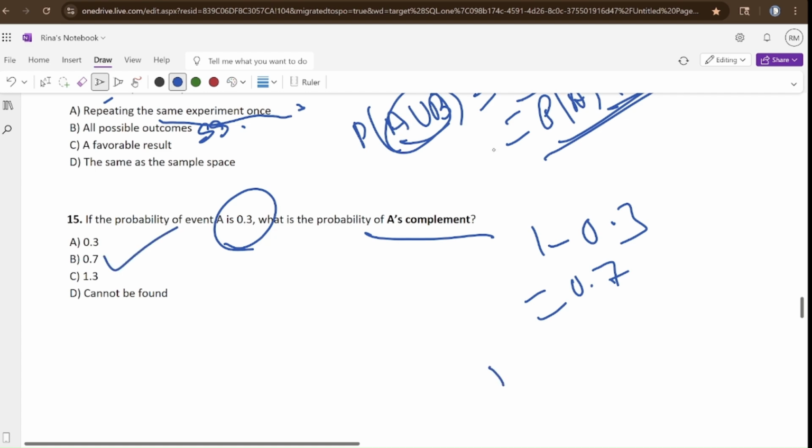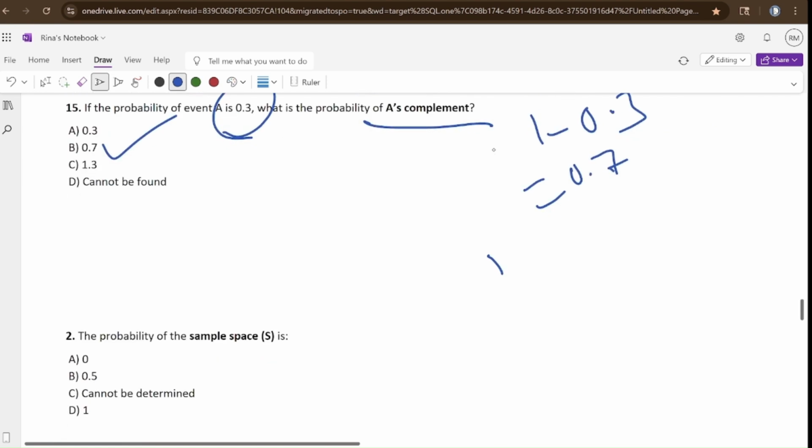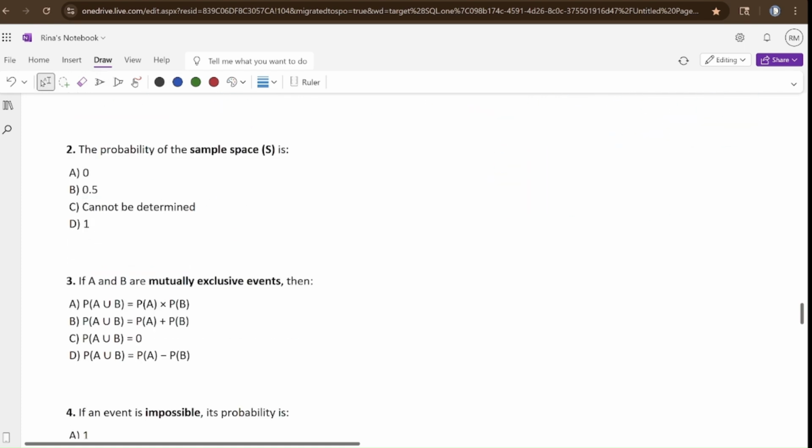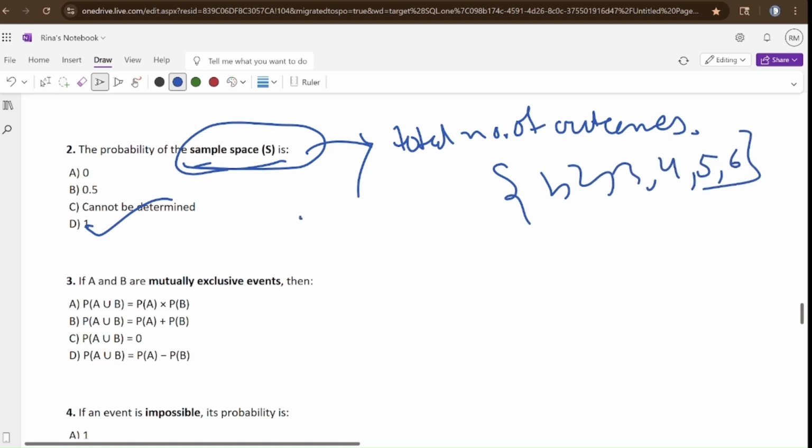Because right now you have just studied A union B equals the sample space. So here A union B equals 0.7 plus 0.3, that is 1. The probability of the sample space. Sample space means total number of outcomes, right? So the probability of the sample space is 1 because you are considering every value. So it is a sure event. At least one of them will be from 1 to 6. That is why the probability is 1.